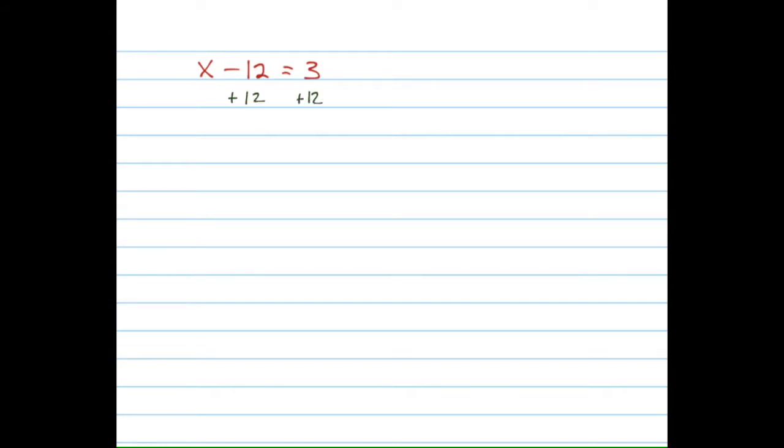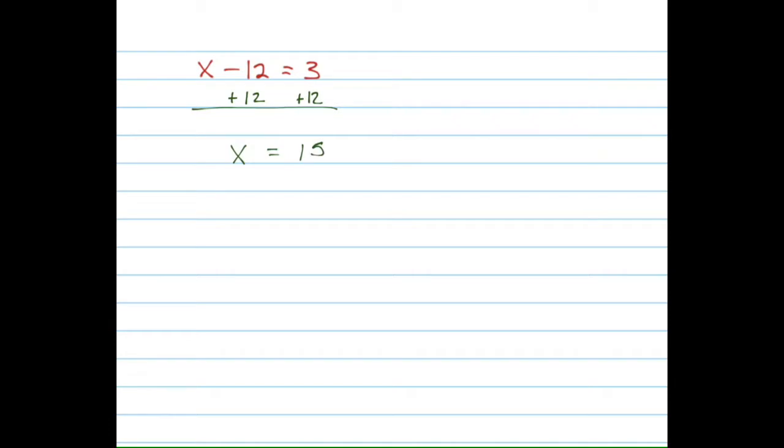So subtraction is the inverse of addition. Addition is the inverse of subtraction. It's a reciprocal relationship. Okay? They are each other's inverses. So on the left, if I have a minus 12 and I add 12, they cancel each other out, and I'm left with x. What's 3 plus 12?